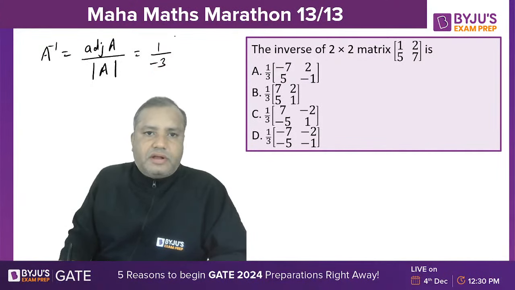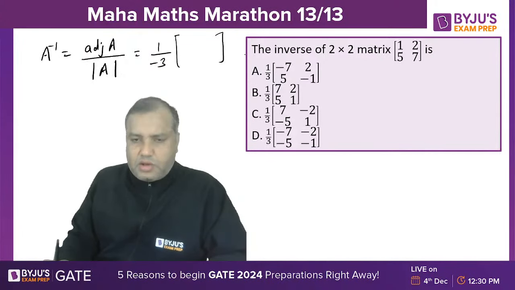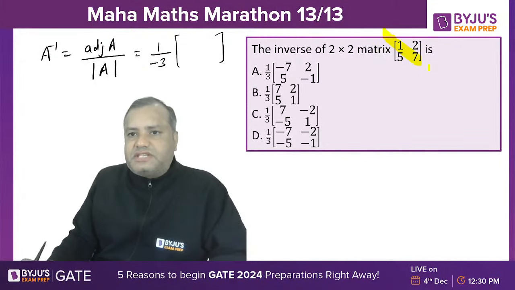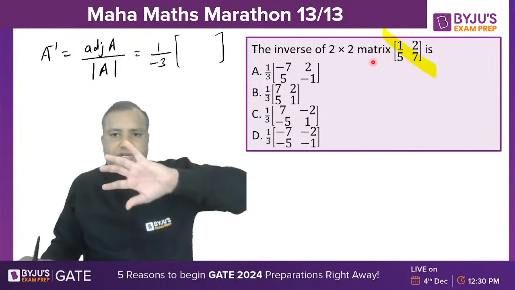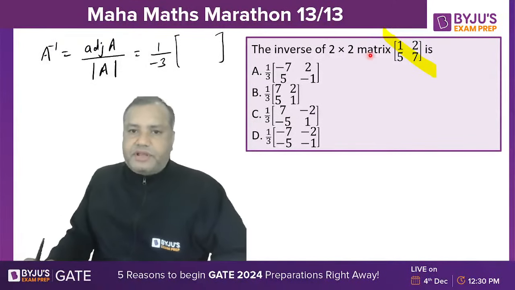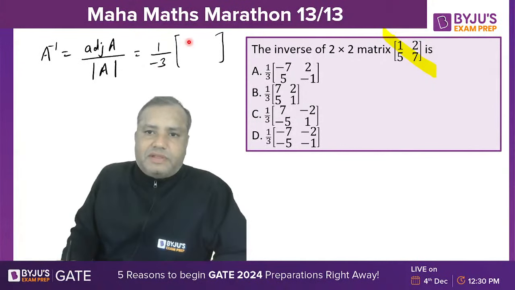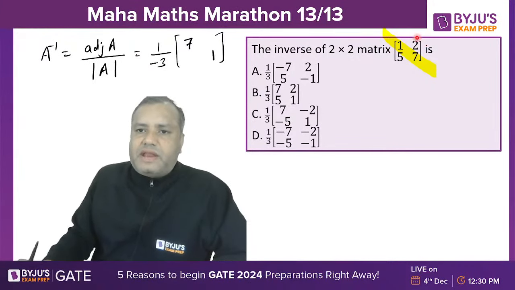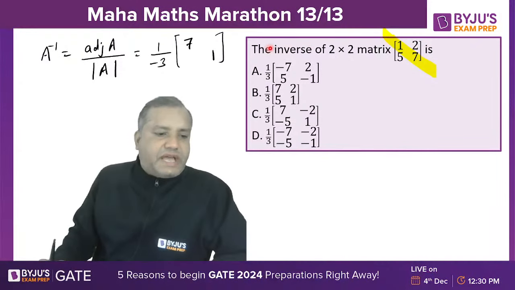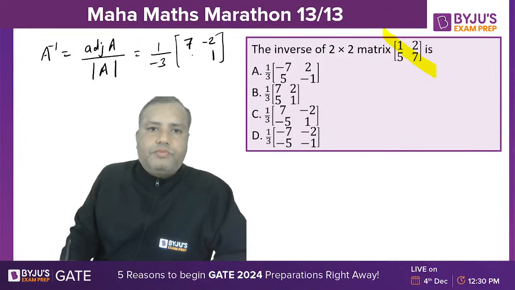Determinant in the denominator. How to calculate the adjoint? अदला बदली: adjoint कैसे calculate करेंगे? These are the principal diagonal elements. Principal diagonal elements should be interchanged. Principal diagonal elements की अदला बदली कर लेंगे, interchange. And remaining elements just change their sign. -2, -5.